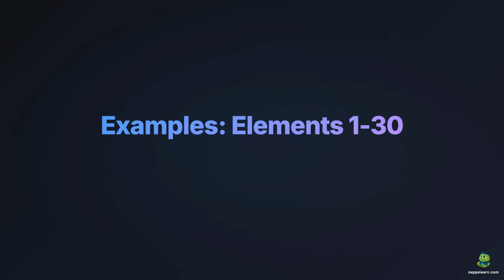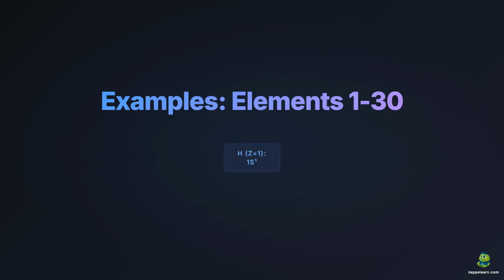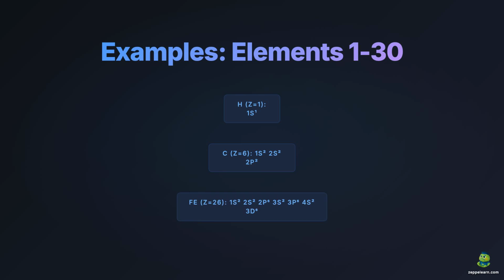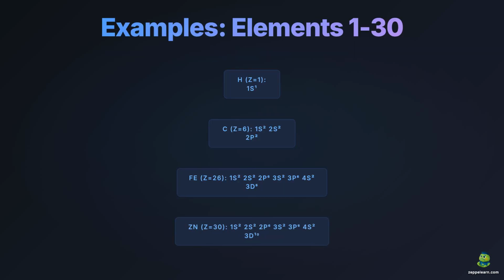Let's examine specific examples of electron configurations and orbital diagrams for elements up to zinc. Hydrogen has 1 electron in the 1s orbital, written as 1s1. Carbon has 6 electrons with configuration 1s2, 2s2, 2p2. Iron has 26 electrons with configuration 1s2, 2s2, 2p6, 3s2, 3p6, 4s2, 3d6. Zinc completes the 3d subshell with configuration 1s2, 2s2, 2p6, 3s2, 3p6, 4s2, 3d10.